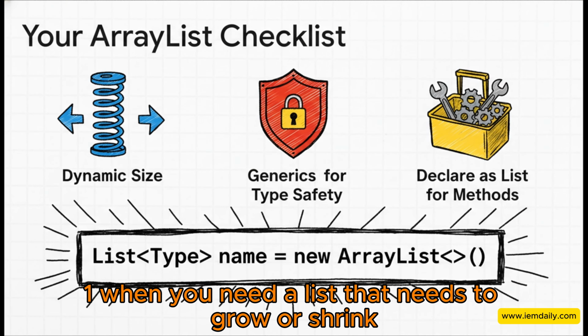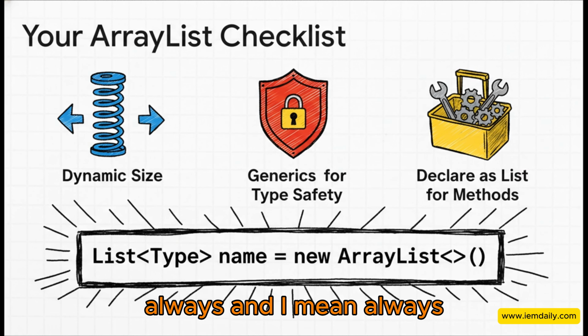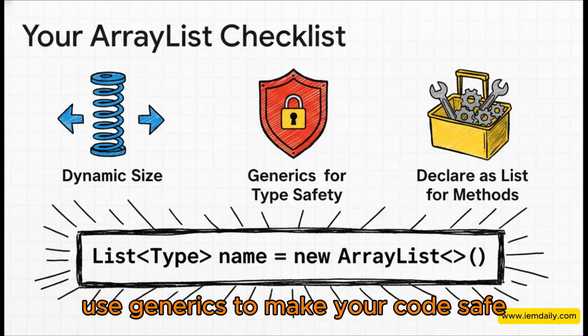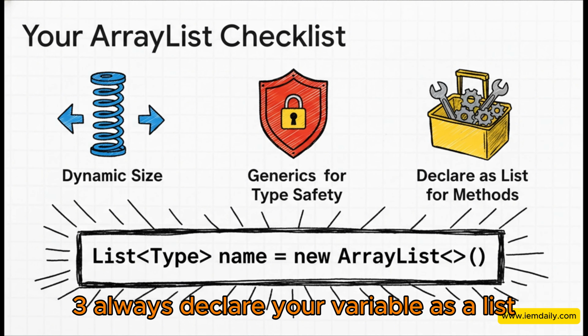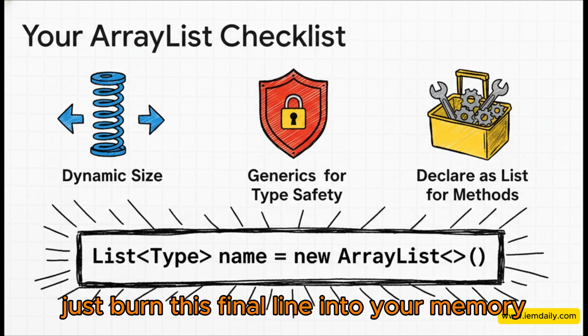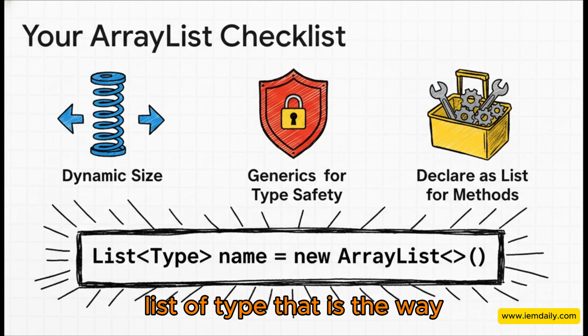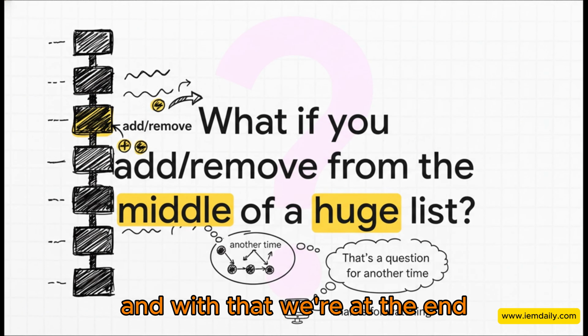1. When you need a list that needs to grow or shrink, use an ArrayList. 2. Always, and I mean always, use generics to make your code safe. 3. Always declare your variable as a List so you can get access to all those useful methods like get and indexOf. Just burn this final line into your memory. List<Type> name = new ArrayList<>(); That is the way. And with that, we're at the end.